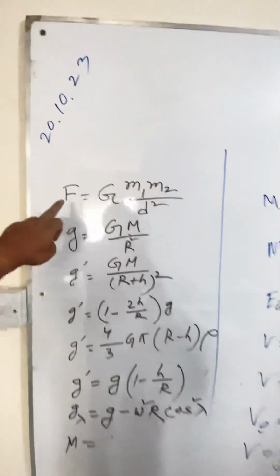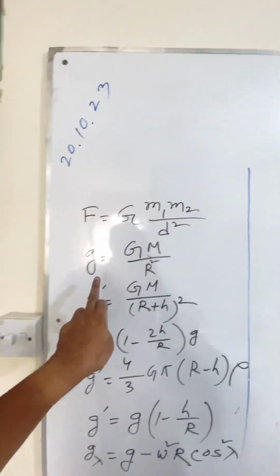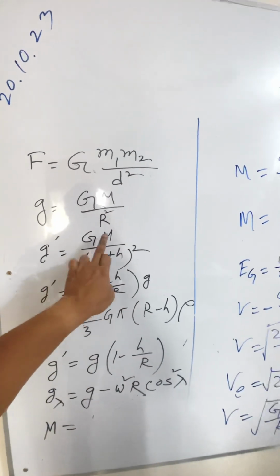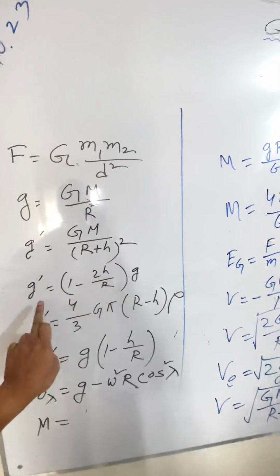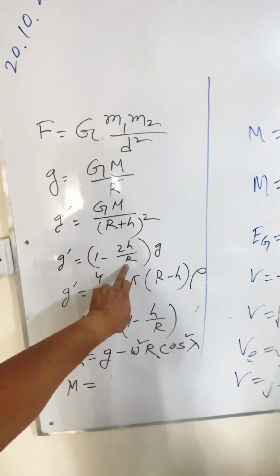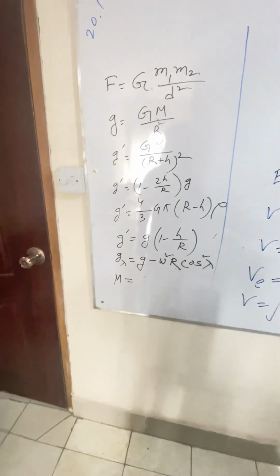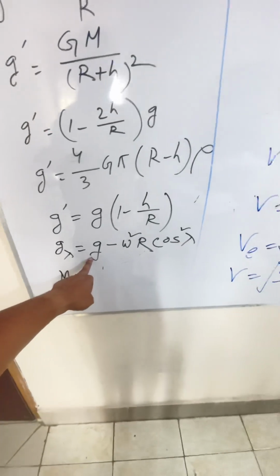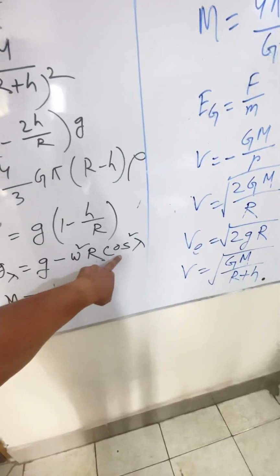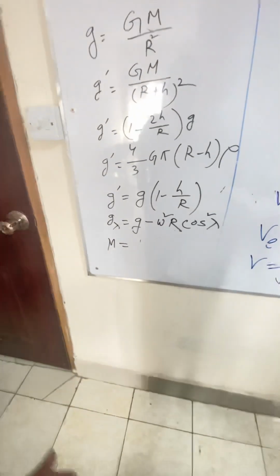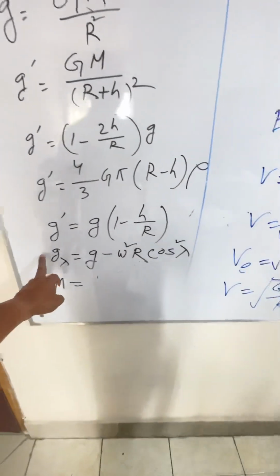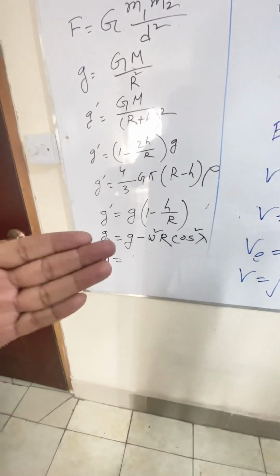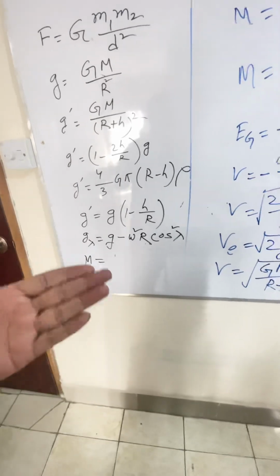Among these formulas, you must remember these. First formula: F equals G m1 m2 over d square. g equals capital G M over R square. g prime equals G M over (R plus h) whole square. g prime equals (1 minus 2h over R) into g. Another formula: g lambda equals g minus omega square capital R cos square lambda. It's another formula for finding out the acceleration due to gravity. Just open the book and try to read this formula from the book. I am sure you may understand this.